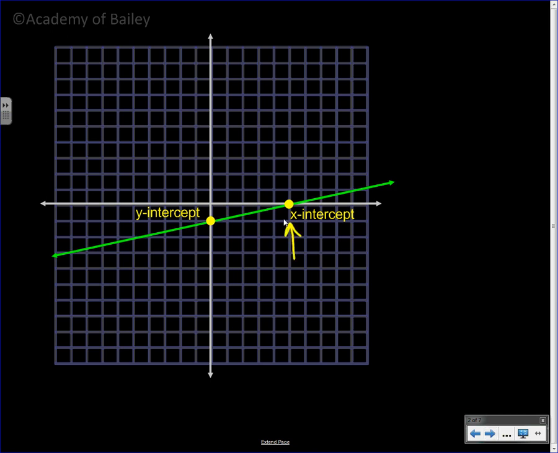Right here's the x-intercept. It was going to have an x-intercept of 1, 2, 3, 4, 5. It has an x-intercept of 5. Now, you might even see the x-intercept is 5 like this, or you might see it in an ordered pair, (5, 0).